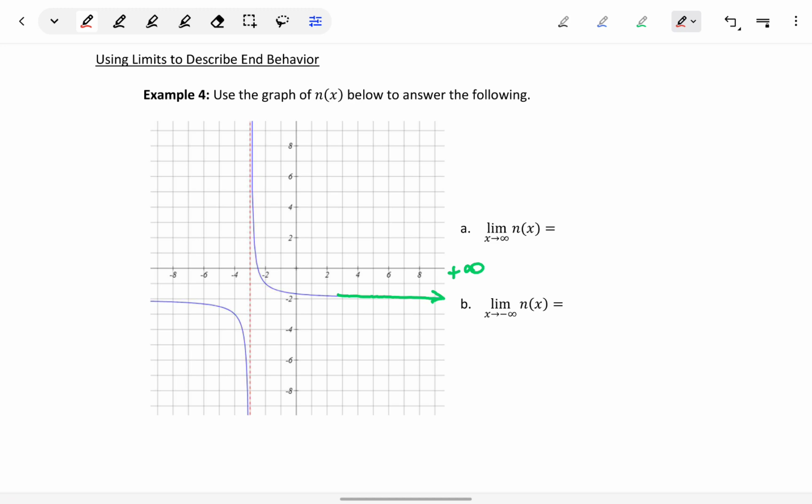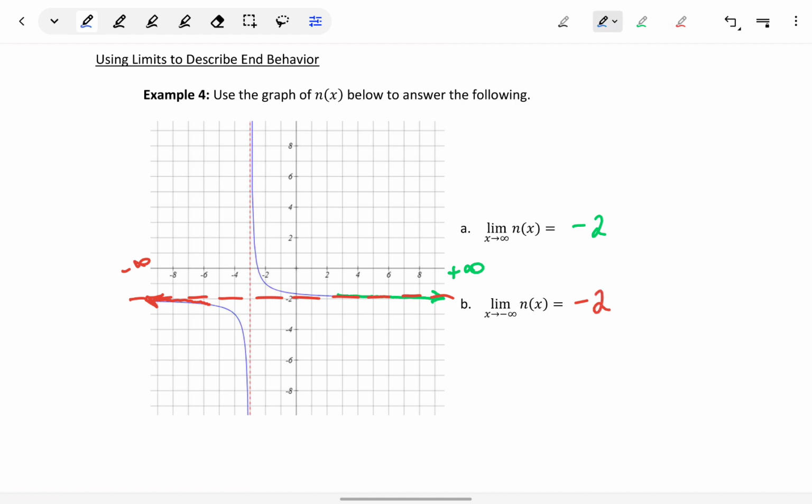And we can trace along the graph for part B towards negative infinity. And what's happening in both cases is that our curve is going to be approaching a function value of negative 2. So the limit as x approaches infinity will be negative 2. The limit as x approaches negative infinity will be negative 2.